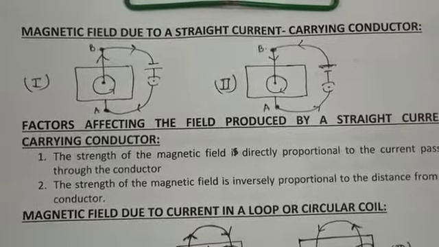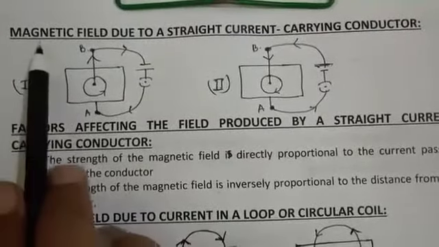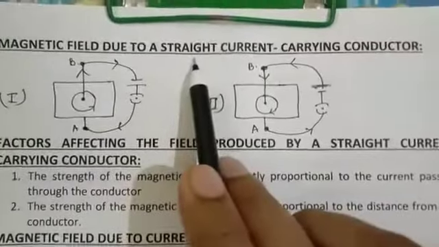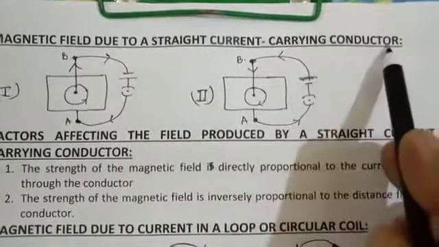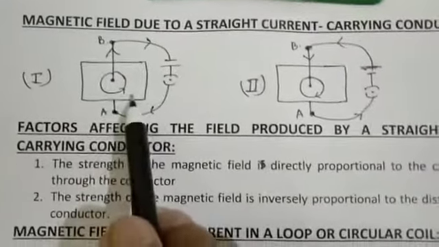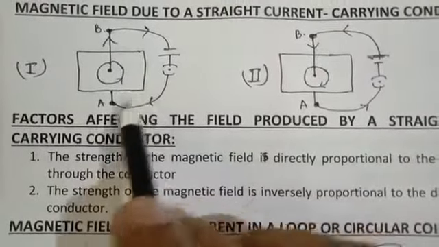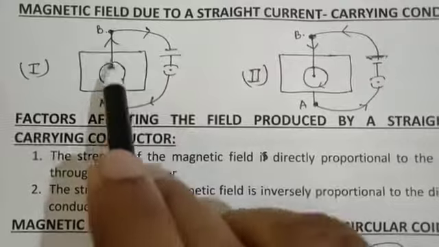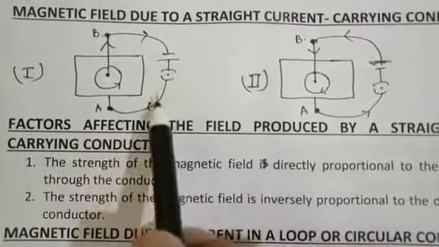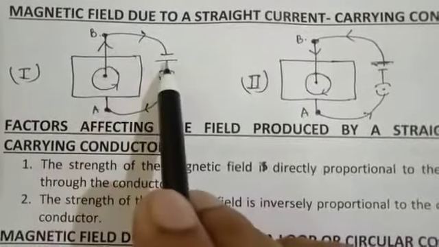Today, in the topic of magnetic effect of current, I am going to take up a new topic. The topic is magnetic field due to a straight current carrying conductor. Now, if you look at diagram number 1 here, this is a cardboard, and through this cardboard one straight conductor is passing. The current is going to enter from A and it is coming out from B.